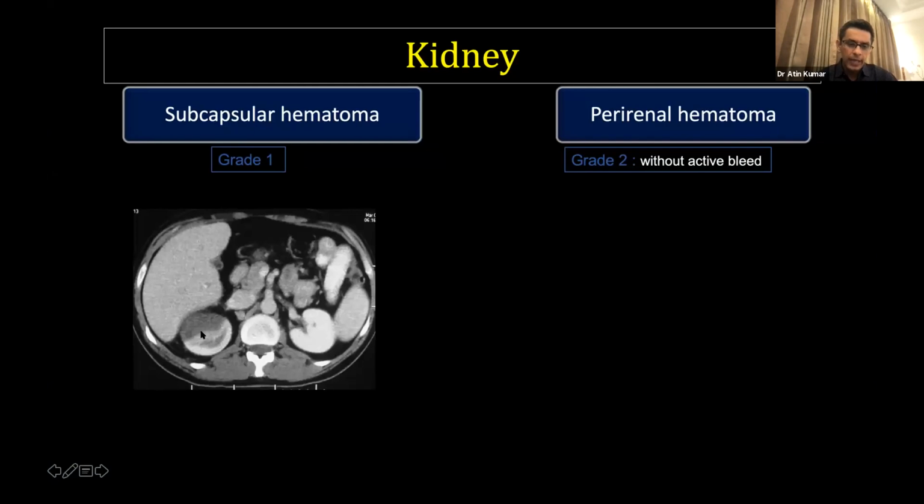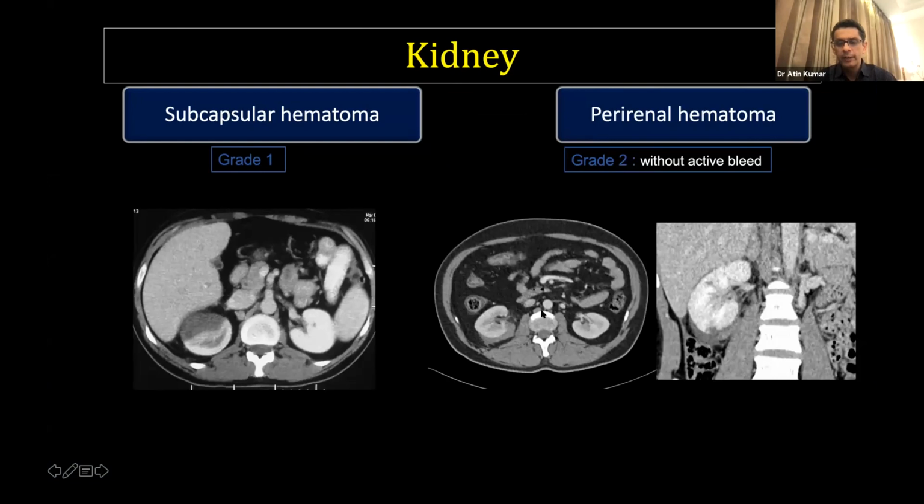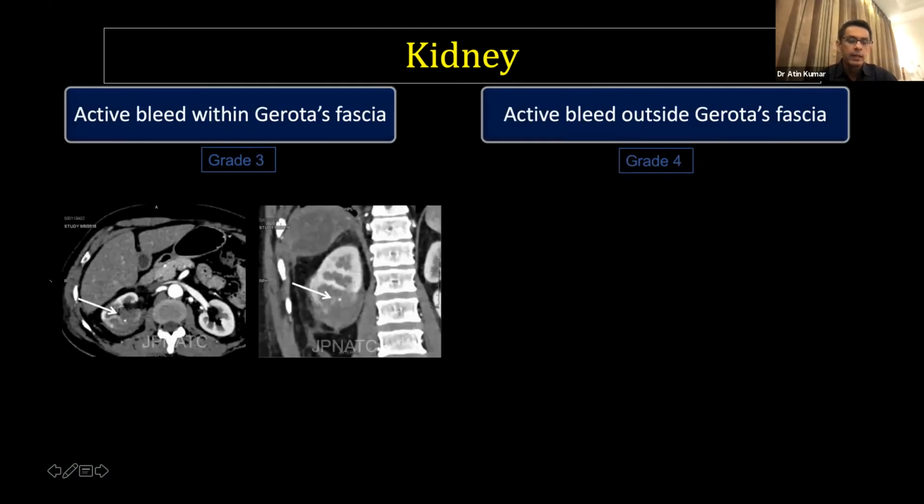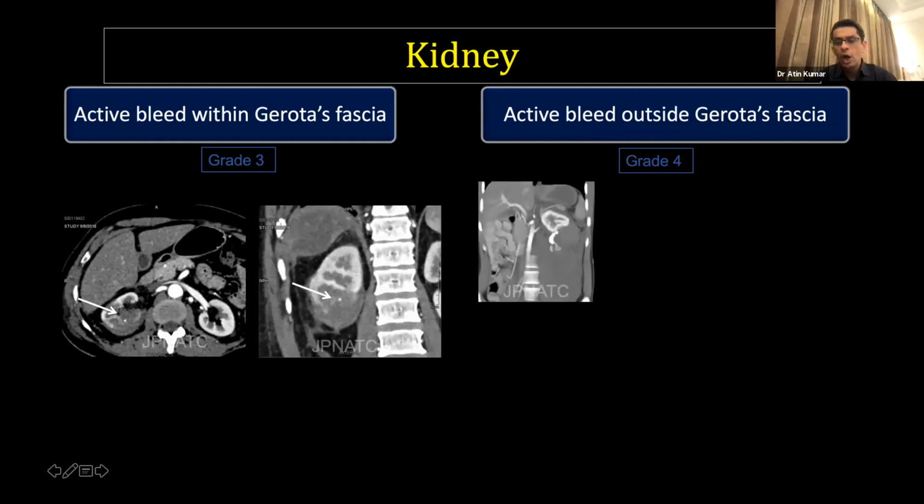In kidney also, you can have a subcapsular hematoma, which is classified as grade 1. A perinephric hematoma is classified as grade 2, especially limited to Gerota's fascia without any significant active bleed. However, if there is active bleed confined to Gerota's fascia, in this case, there was a pseudoaneurysm which was bleeding out with the bleed localized to Gerota's fascia. This is classified as grade 3. Or if there is active bleed, in this case, it is active contrast extravasation with a significant perinephric hematoma, the inferior pole of the left kidney is shattered.